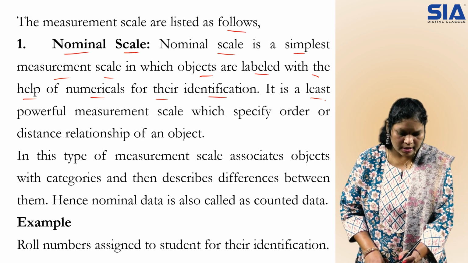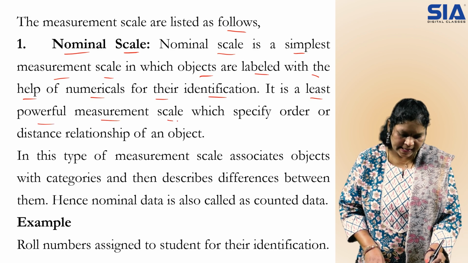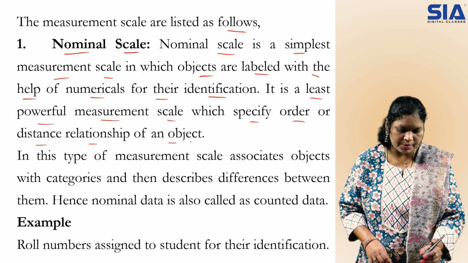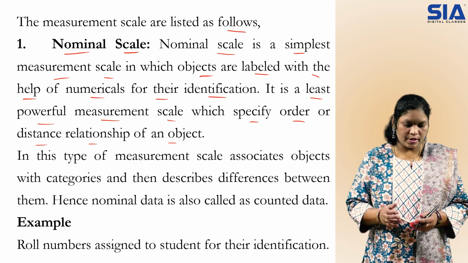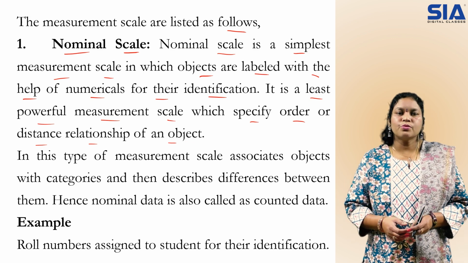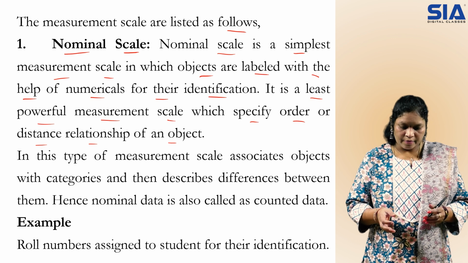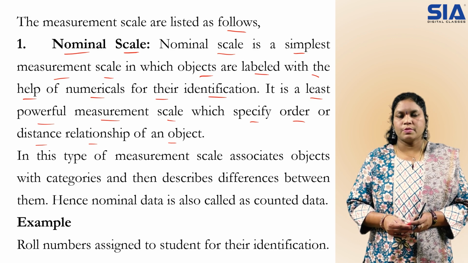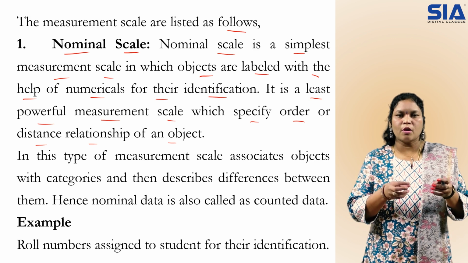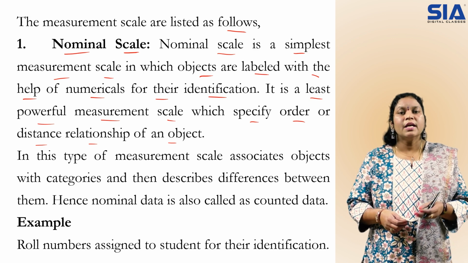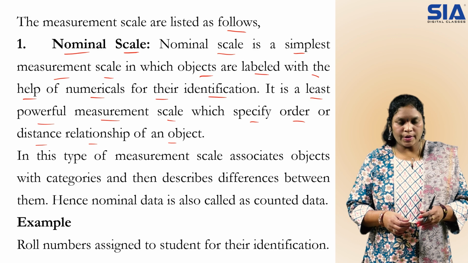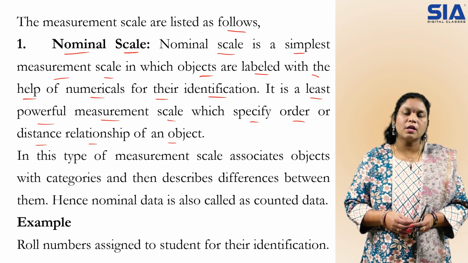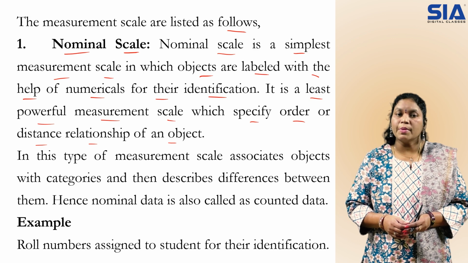Next, it is the least powerful measurement scale, which specifies order or distance relationship of an object. So it is not so useful. It is a very less useful test. When we want to specify its order or relationship, it is not so useful, because non-parametric itself is an assumption we are trying to consider. So that is your nominal scale.